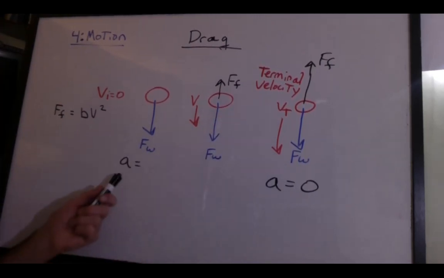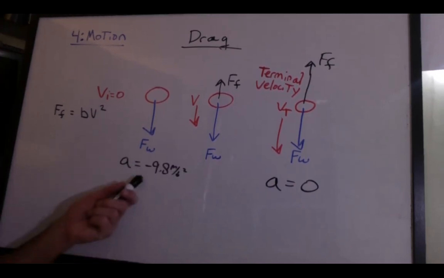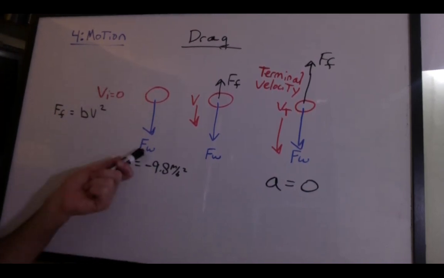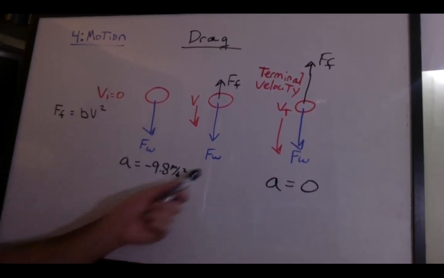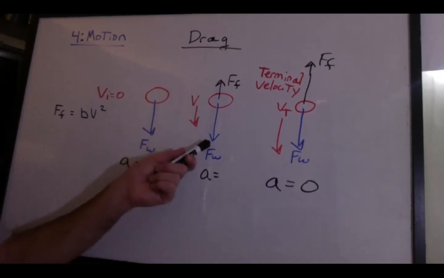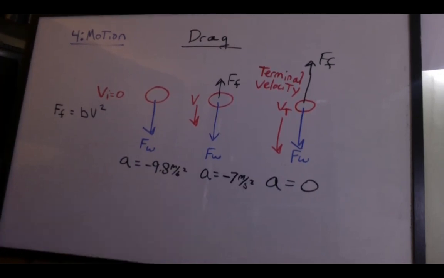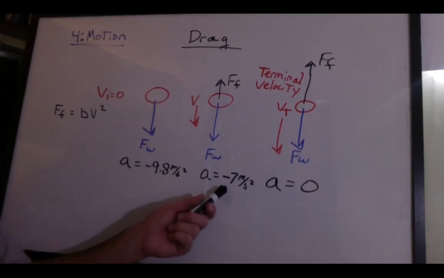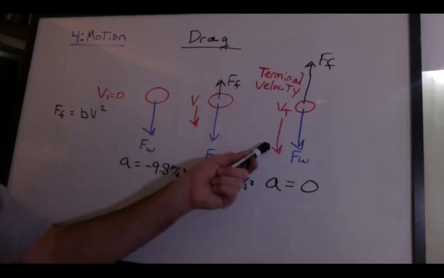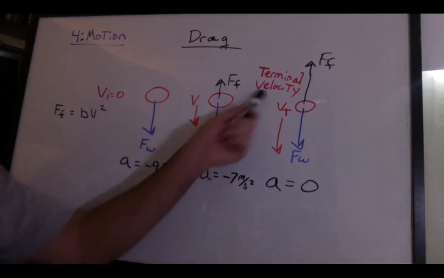Let's go back. What's the acceleration here then? It's going to be negative 9.8 meters per second squared. There's nothing holding us back. It's all gravity pulling down. And what about when we get here? There is some friction holding us back, so the net force is smaller. The acceleration won't be as big. Maybe negative 7 meters per second squared. And then eventually, as the friction gets big enough, because the velocity got bigger, we're going to have 0 acceleration, and we'll reach terminal velocity.